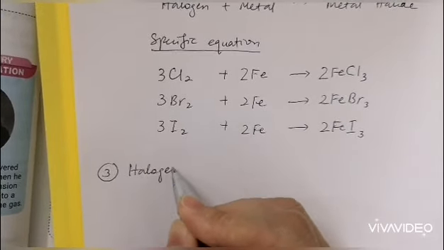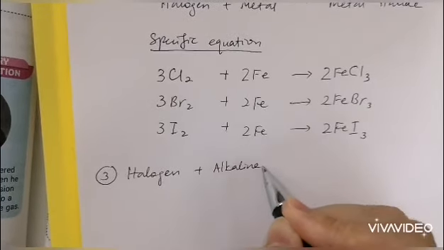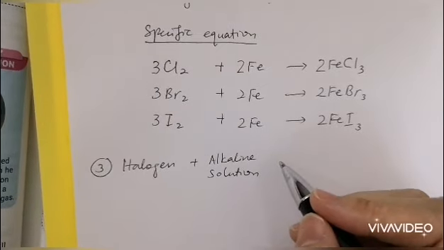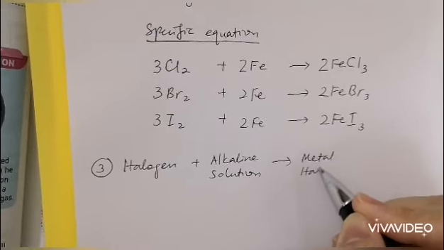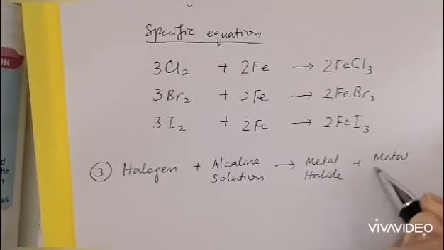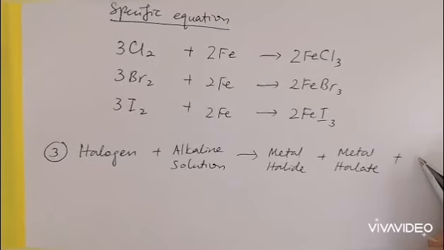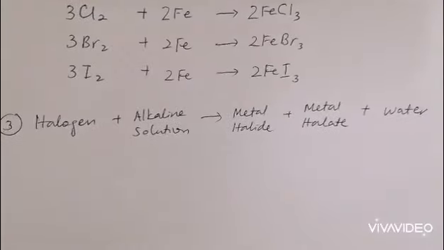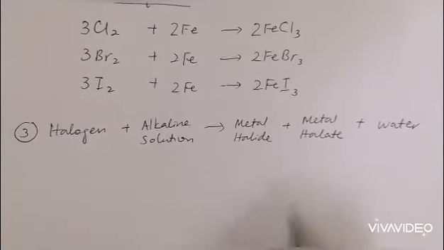The reaction is a bit long. Halogen plus an alkaline solution gives us a metal halide. Okay, so that's the general equation.